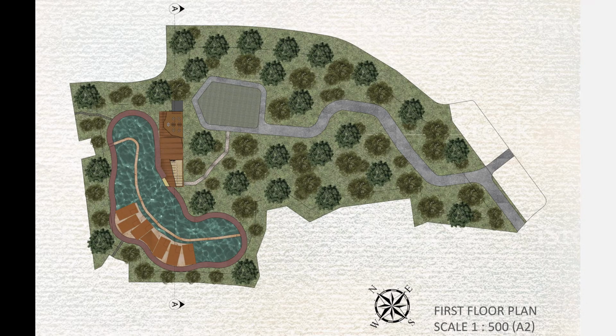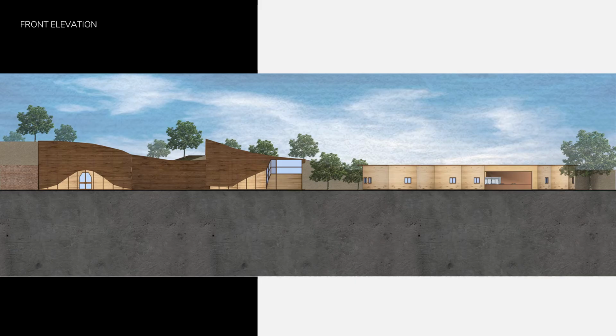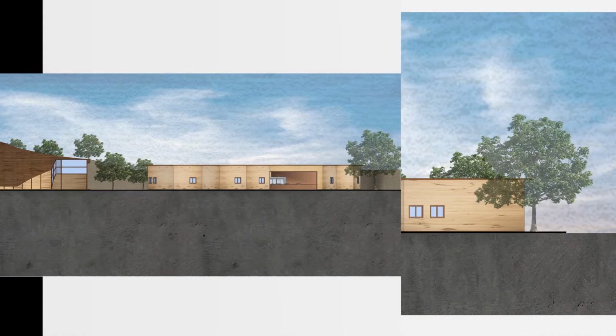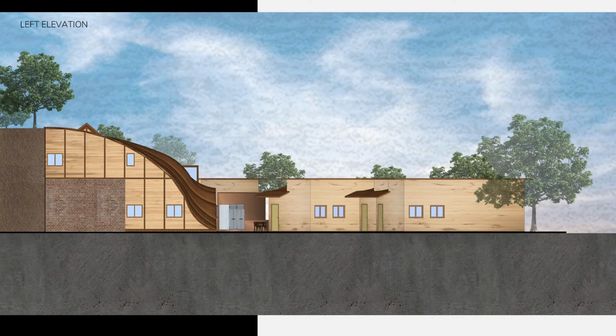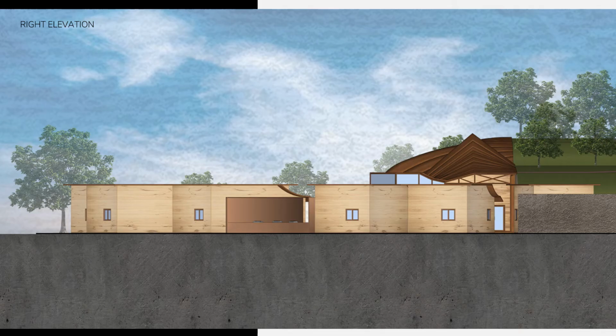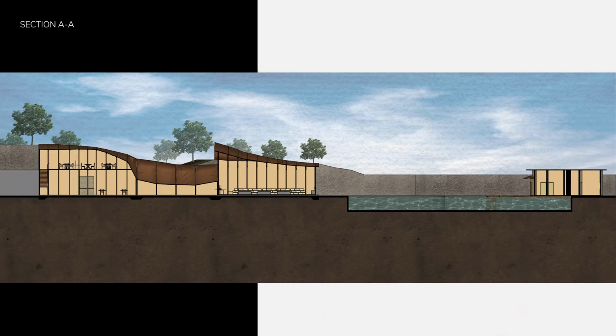This is my front elevation. Left elevation. This is the right elevation. As this building doesn't have a real elevation because the back of the building is facing the contour of the site. This is section AA, which is stated on the floor plan as well.